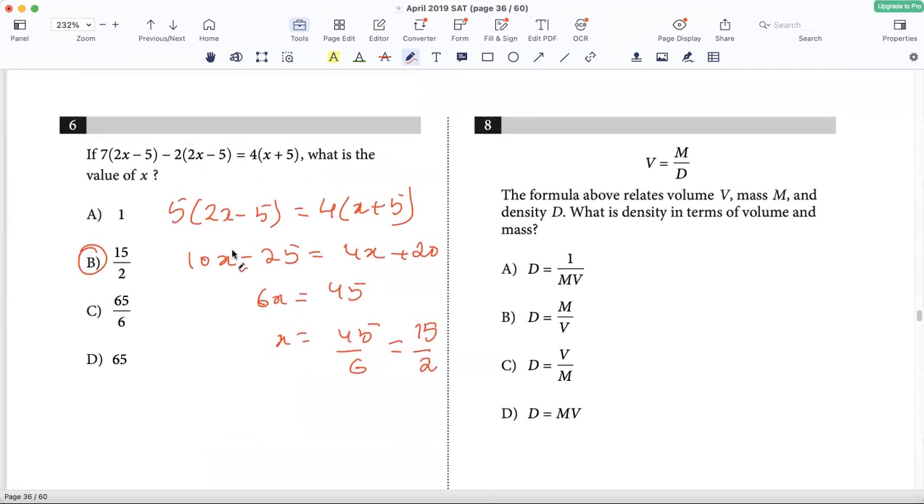The formula above relates volume, mass, and density. What is density in terms of volume and mass? So if I take V is m by d, if I take d here and bring V here, d will be m by V. So that's B.